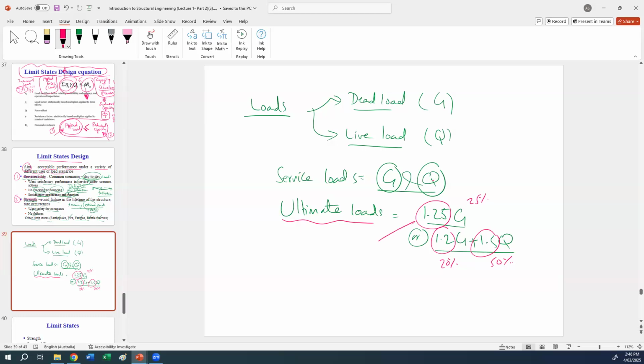The 1.25 is from the standard, but this is just an example I give you. So we are not using G as it is. We have increased it by 25%, so it becomes 1.25. For comparison, here we are using 1 G or 1 Q, and here we are using 1.25 G or 1.5 Q. So here the factor is 1, and here the factor is 1.2 or 1.5 or whatever the factor is, but it is more than 1.